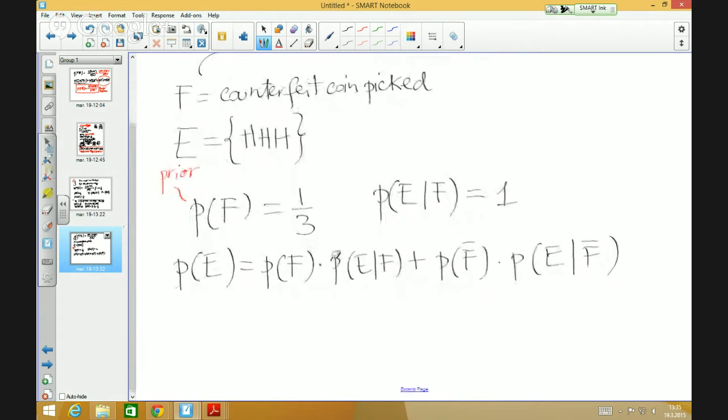So what is this? Well, the first part we already calculated the terms of. It's 1/3, the probability of getting the counterfeit coin, times 1, which is the probability of getting head, head, head if I pick a coin that only has heads. Plus, what is the probability that I don't pick the counterfeit coin? It's 2/3 because I have 2 coins which are fair, times the probability that I get head, head, head if I'm tossing a coin which is fair, and it's 1/8.